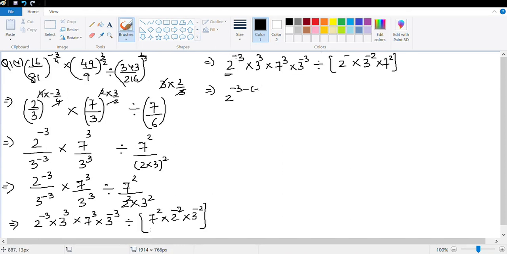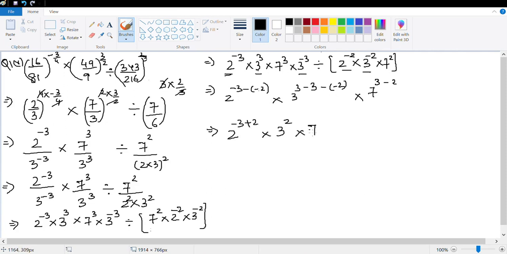So this is 2 to the power negative 3 minus negative 2, multiplied with 3 to the power 3 minus 3, minus of negative 2. Perfect. Multiplied with, so I have taken care of this element, this element, this element. 2 and 3 are also gone, so next is 7. So 7 to the power 3 minus 2. So this is 2 to the power negative 3 plus 2, multiplied with 3 to the power 3 minus 3, which is 0, multiplied with 7.